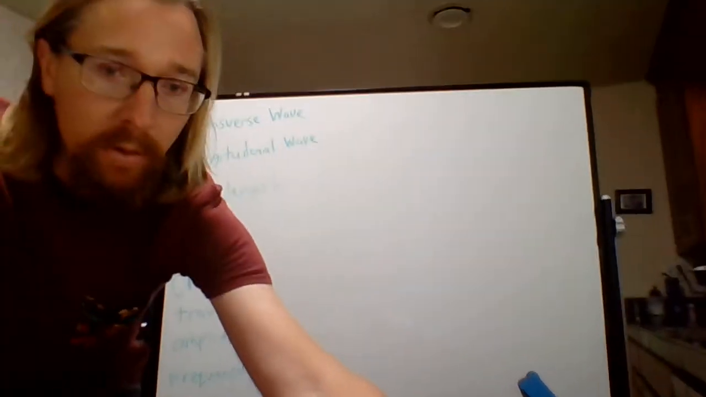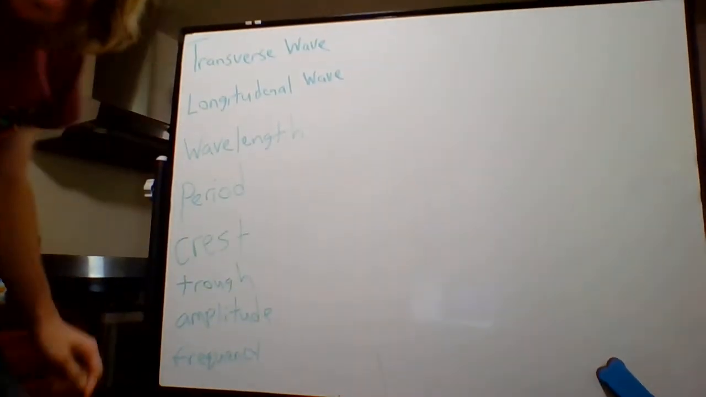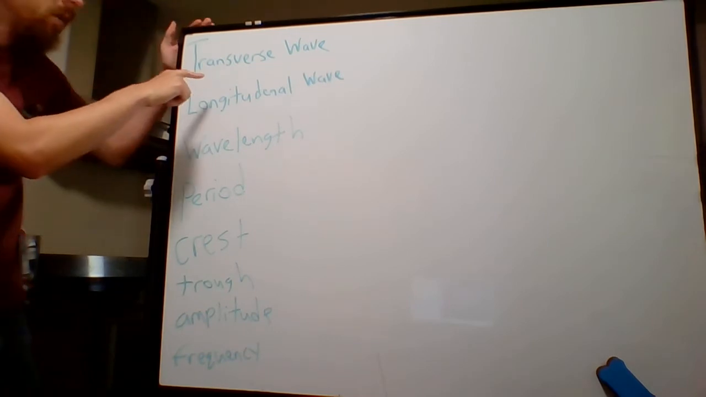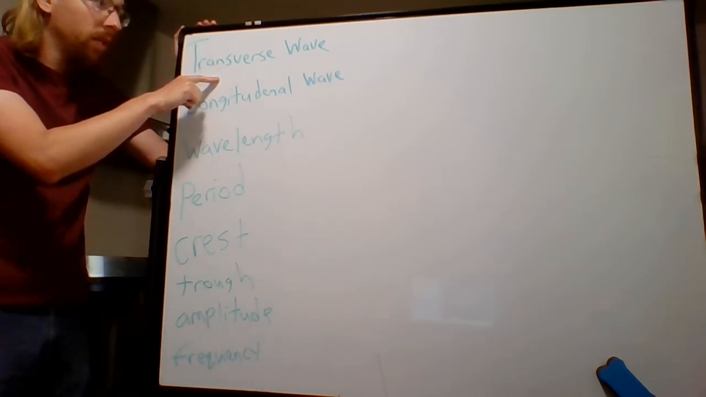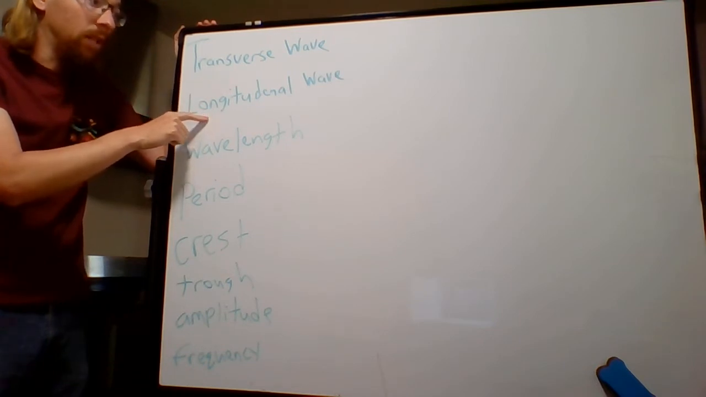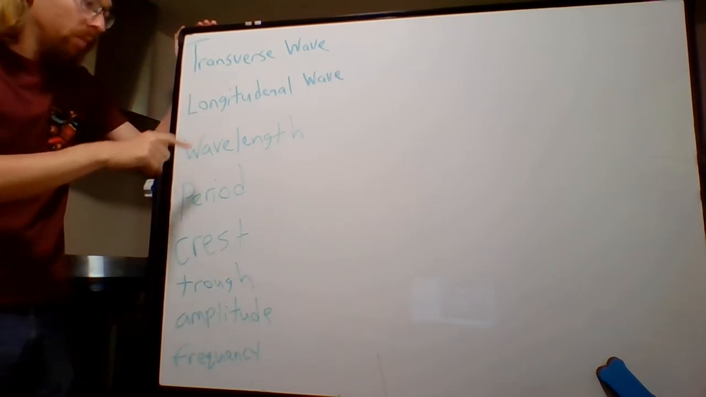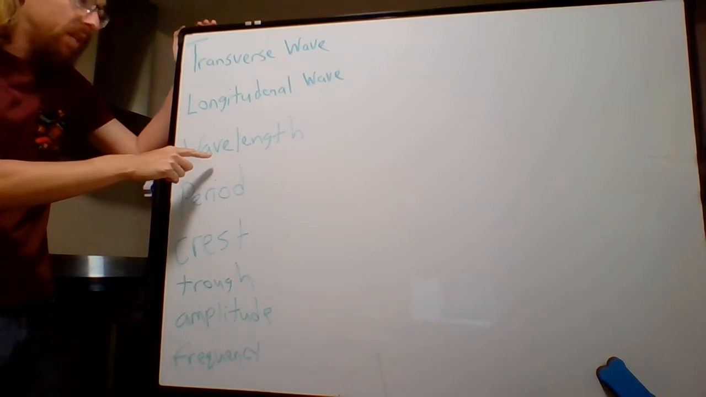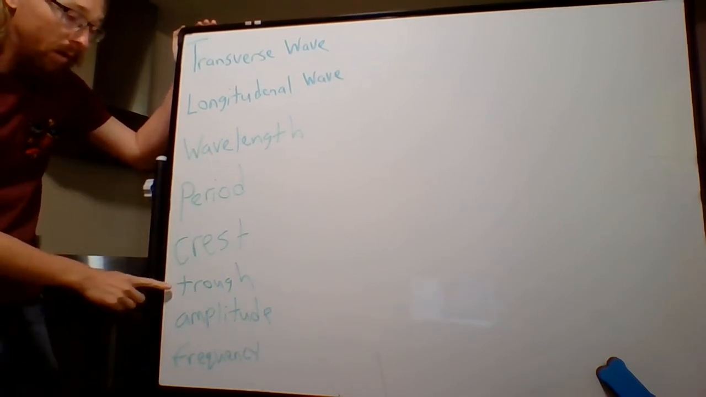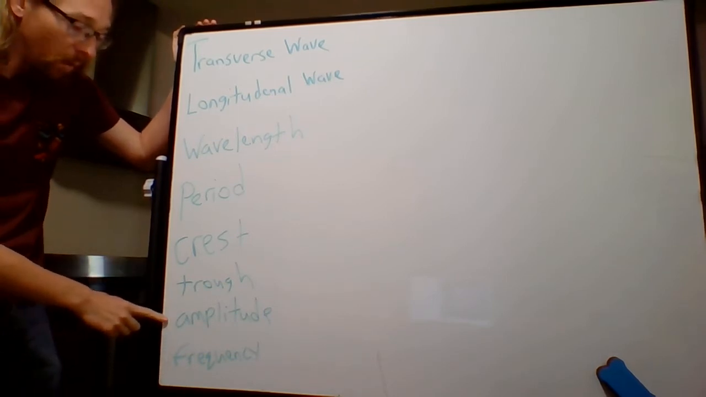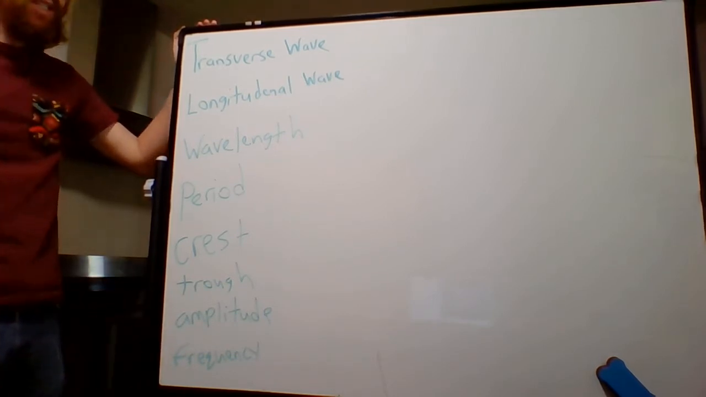Let me bring my computer a little closer. Okay, so you have to be able to identify a transverse wave when you see it. You'll have to be able to identify a longitudinal wave when you see it. You need to know what wavelength is, what period is, where a crest is, where a trough is. You need to know what amplitude is and what frequency is.